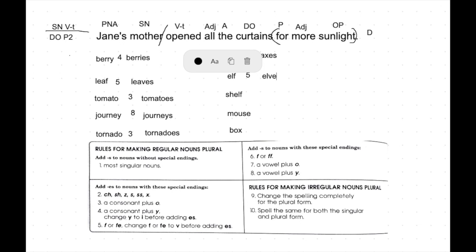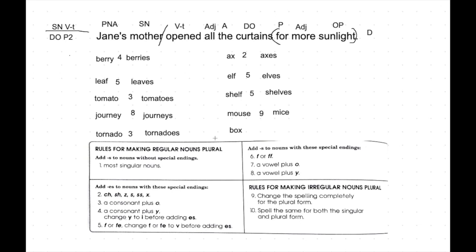So it says elves. Shelf, same thing. It ends with an F. We need to change the F to a V and add ES. It's rule number 5. Shelves. Mouse. Mouse is totally irregular. So we follow rule number 9. That one says we change the spelling completely. So of course the plural of mouse is mice.